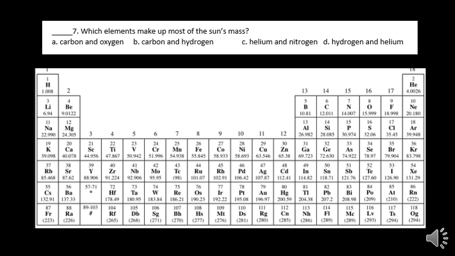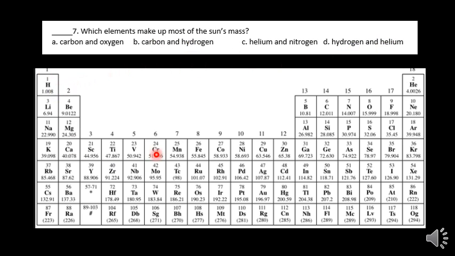Which elements occur with the sun? There we go. If we look up here, most of the universe starts off with number one on the periodic table, hydrogen. And that's what most of the sun is as well: hydrogen. And so we have two of them, hydrogen and helium.